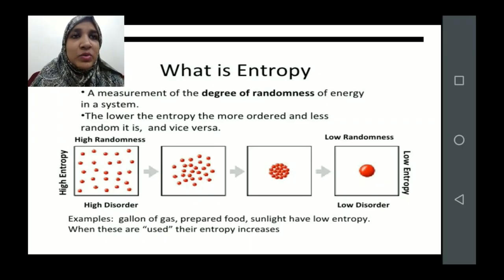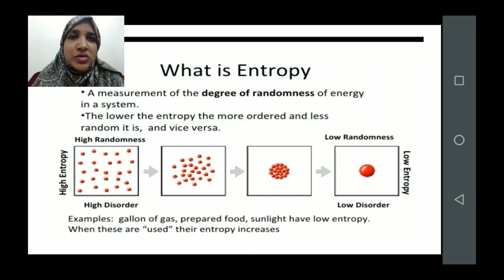So let us first understand the meaning of entropy. Entropy is defined as the degree of randomness or disorder in a system. It is a measurement of the degree of randomness or disorder in the system. If the system has less order, it means it has more disorder and more entropy. If the system has more order, it means it has less disorder and less entropy. So it is related to the disorder or randomness present in the system. Higher disorder means higher entropy, lower disorder means lower entropy.